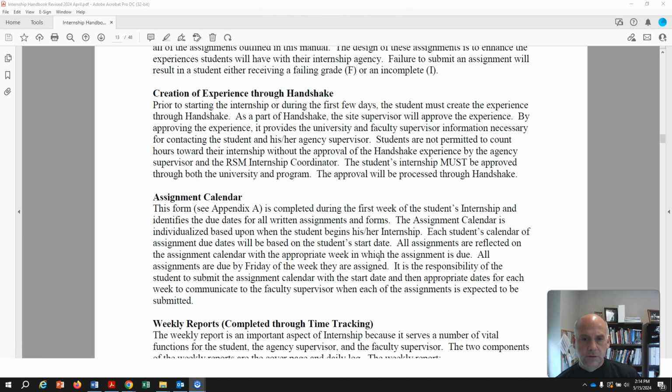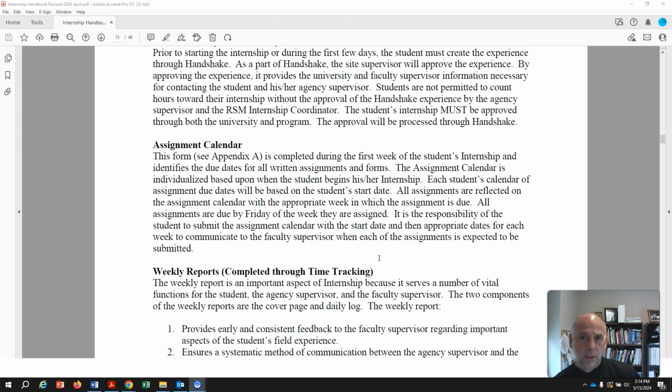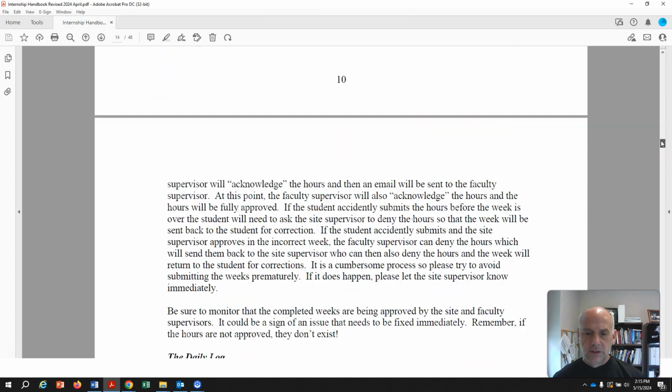One of the first assignments you'll do for your internship after you do your handshake is the assignment calendar. The assignment calendar basically is one way that you can track what's due each week. It also helps us as site supervisors or faculty supervisors see when your work is going to be due. It's really just a sheet that is individualized, and you create your own deadlines based upon when you start your internship.